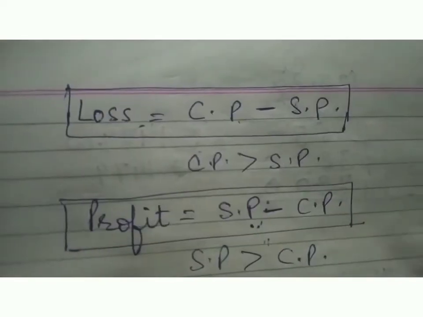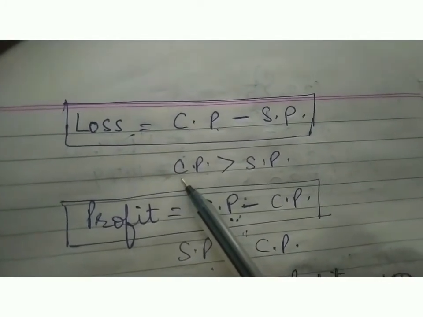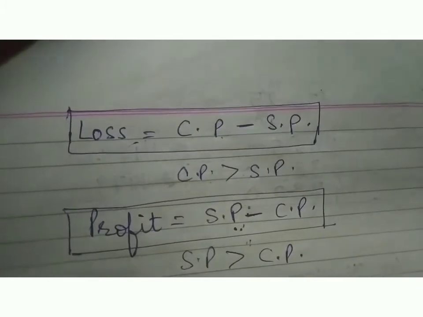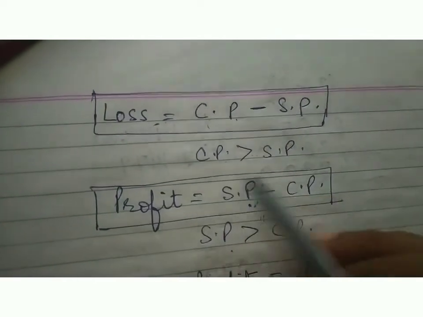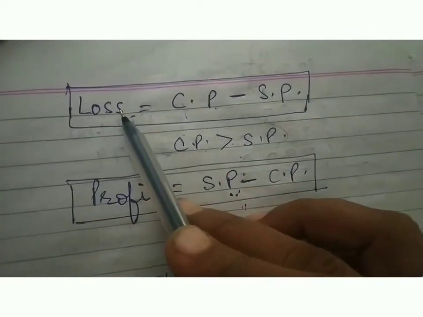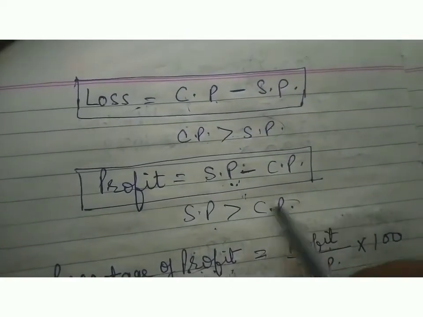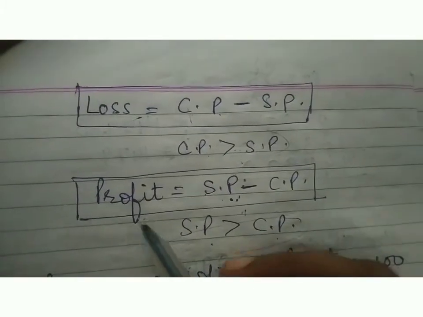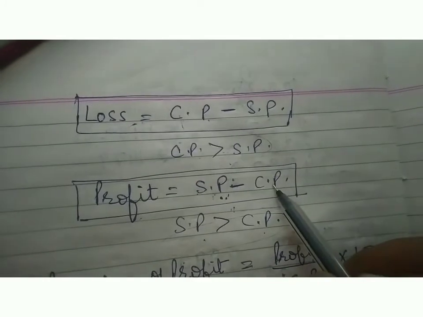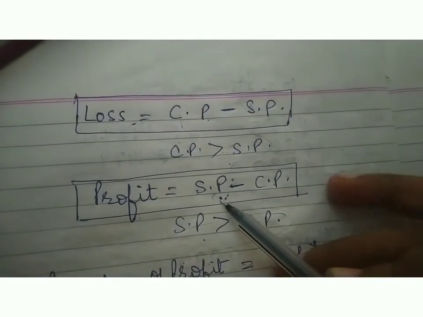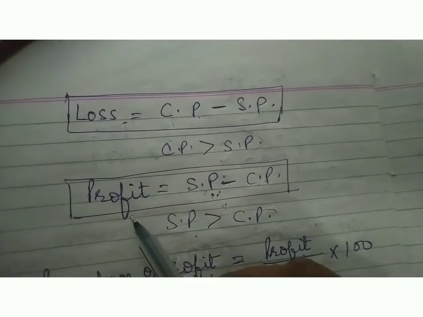Okay? When we purchase something at a higher price than we sell it for, then we are in loss. That means if the cost price is more than the selling price, this is the condition when we are in loss. And when the selling price of an item is more than the cost price, then this is the condition of profit. Means if I purchased a pen for rupees 10, that will be my cost price, and I sell it for 11 rupees, that will be my selling price. So 11 minus 10 will be 1. So 1 rupee is my profit.